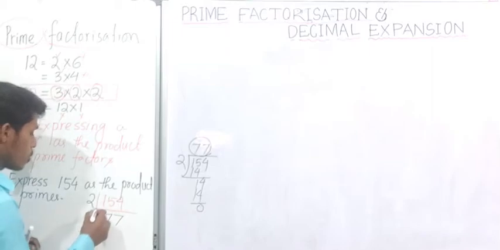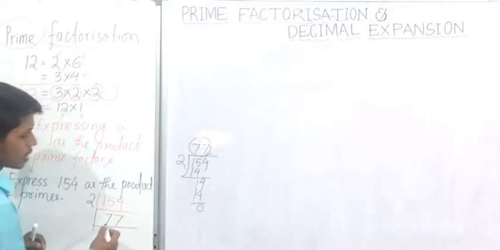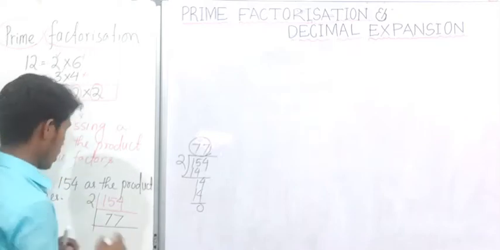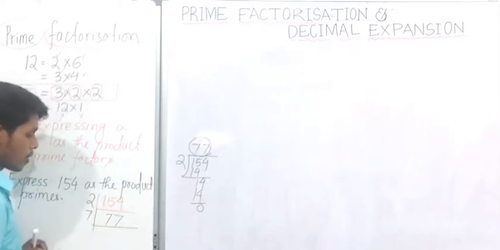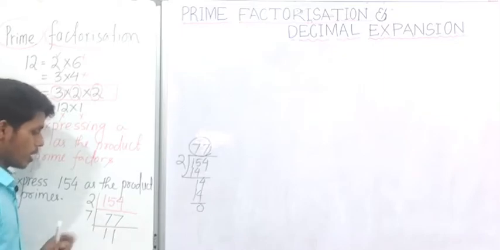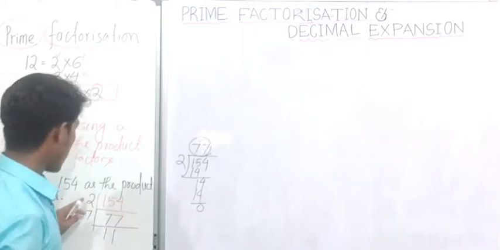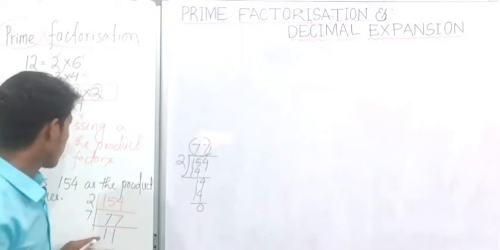Next, what we need to do? Next we can easily say that 77 is exactly divisible by the prime 7. So let's divide it by 7, so it will become 71 ja 7, 71 ja 7. Now we got 11, which is a prime number, so we can't divide 11 by any other number.